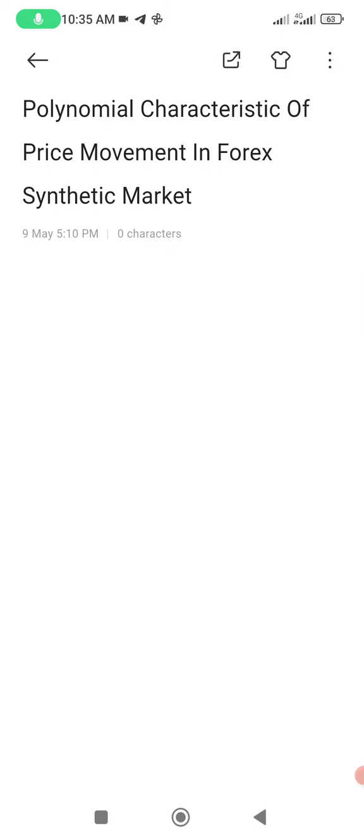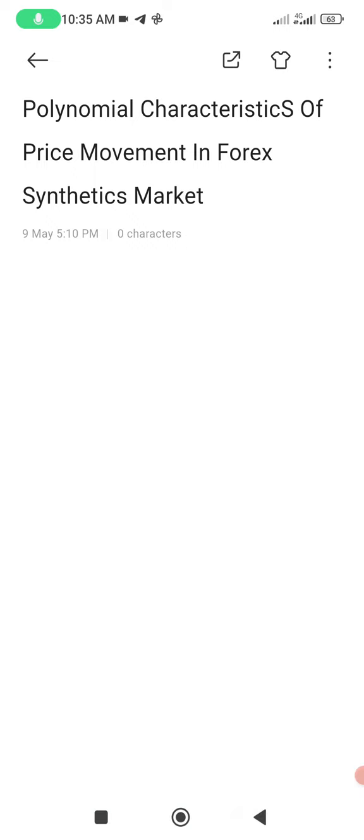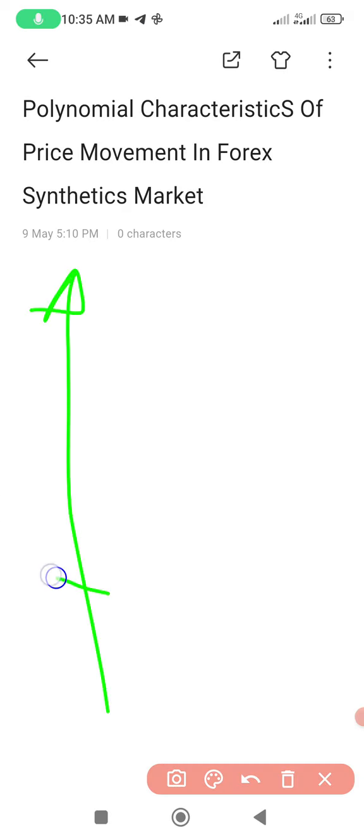In today's video, we shall be discussing polynomial characteristics of price movement in Forex synthetic market. And right here, we start with some kind of basic illustration, so let's go to the chart. Right here, you have the price as this, and then you have the time as this. Now you have to understand the meaning of polynomial. The simplest polynomial will be a quadratic graph or price action.